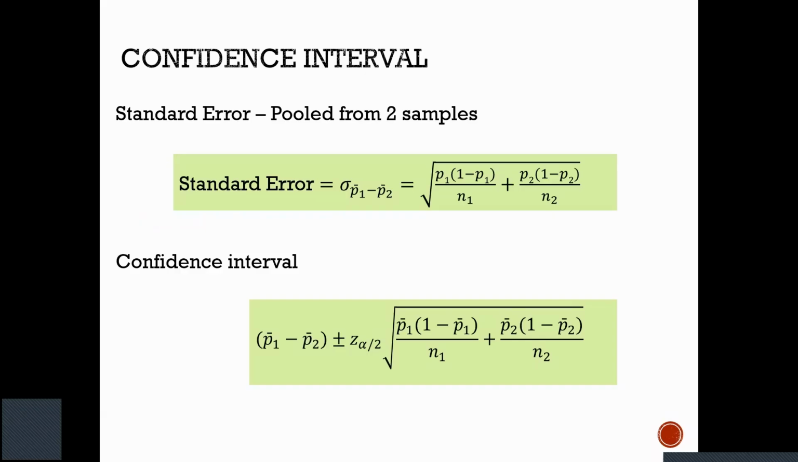And the confidence interval for these is a little bit more complicated because we have to deal with a standard error that is pooled from two samples. So notice, instead of just the square root of p times 1 minus p over n, we have the square root of p times 1 minus p over n for group 1 plus p times 1 minus p over n for group 2. And when we put that into the confidence interval formula, that's the whole standard error. Here's our z, usually 1.96. And what we have for a point estimate is the difference between the two groups, the difference in their proportions.